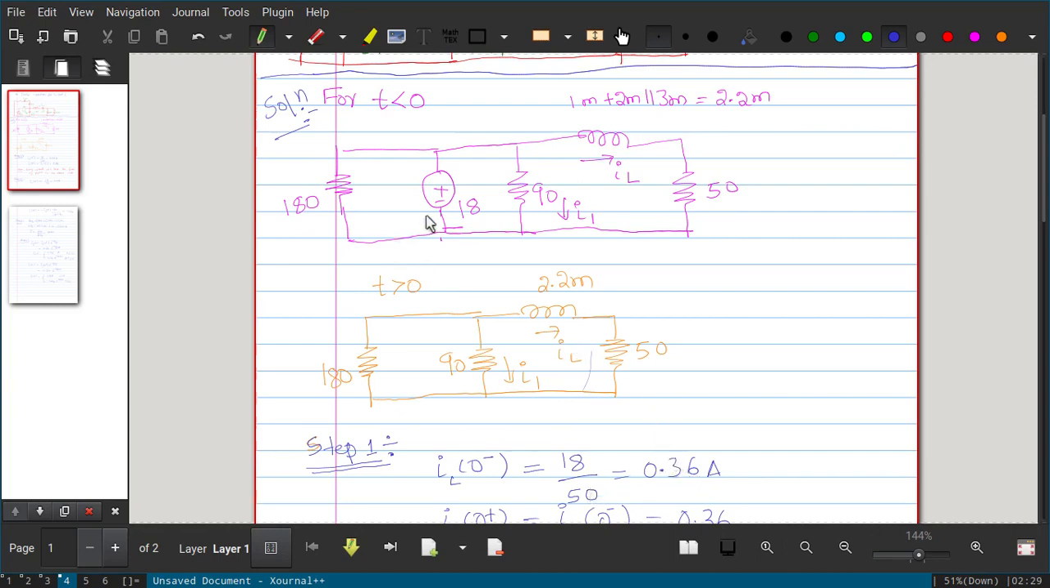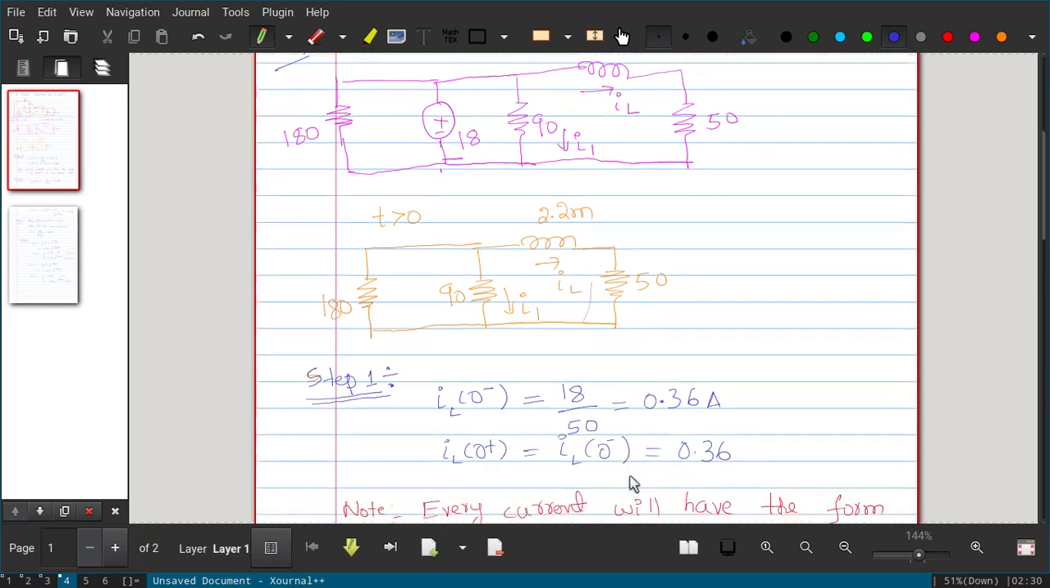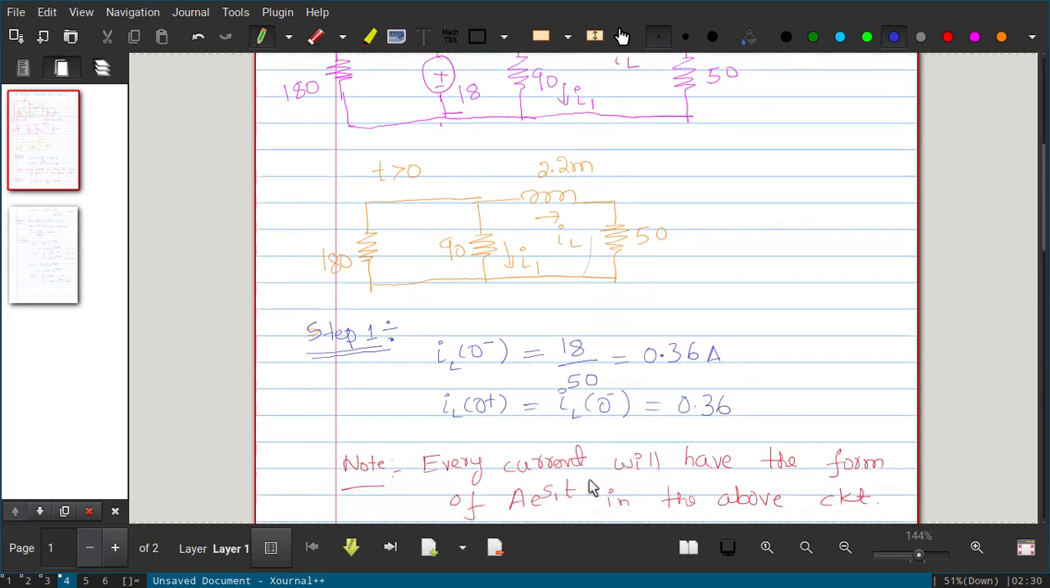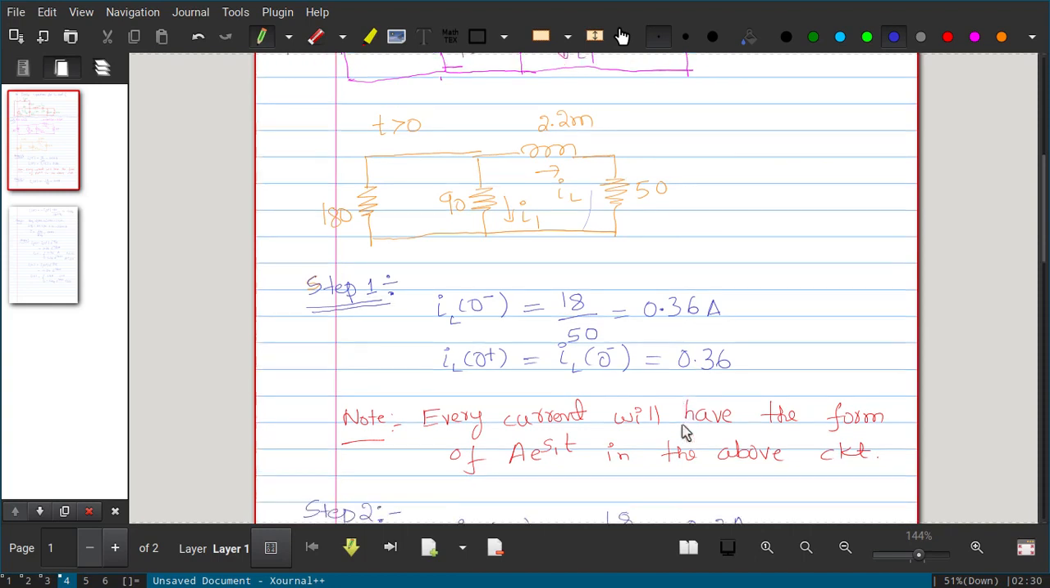So simply divide the voltage across the resistor, this is short. We know that for inductance, if a constant DC voltage is applied, it can be modeled as a short circuit. So it is something like the 90 ohm is in parallel with the 50 ohm, which is in parallel with the 180 ohm. So the current flowing through the 50 ohm is 18 by 50. Now IL of 0 plus. We know it is the same as IL of 0 minus, that is nothing but 0.36 ampere. Okay, that is step 1.